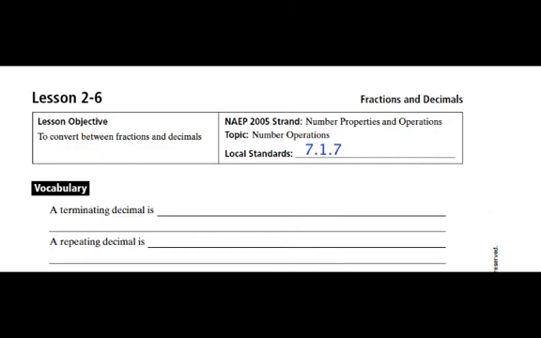Today's lesson is fractions and decimals. We're going to be converting between fractions and decimals. The Indiana Academic Standard is 7.1.7.